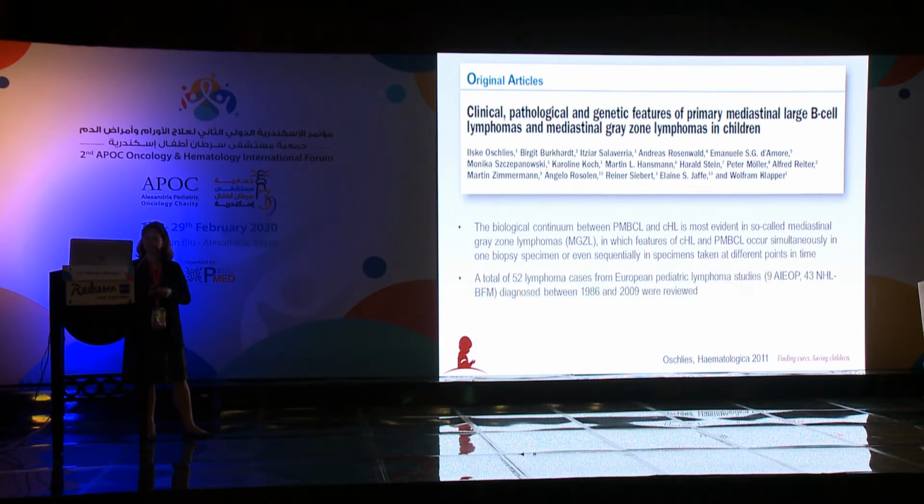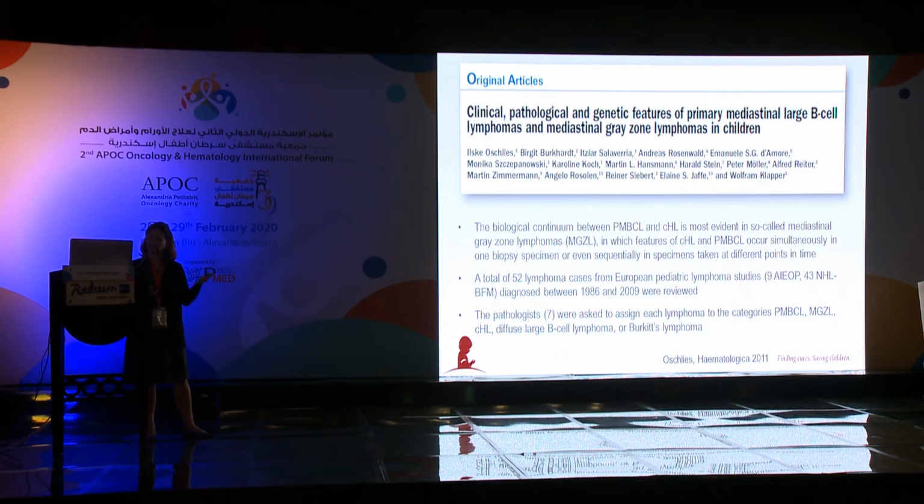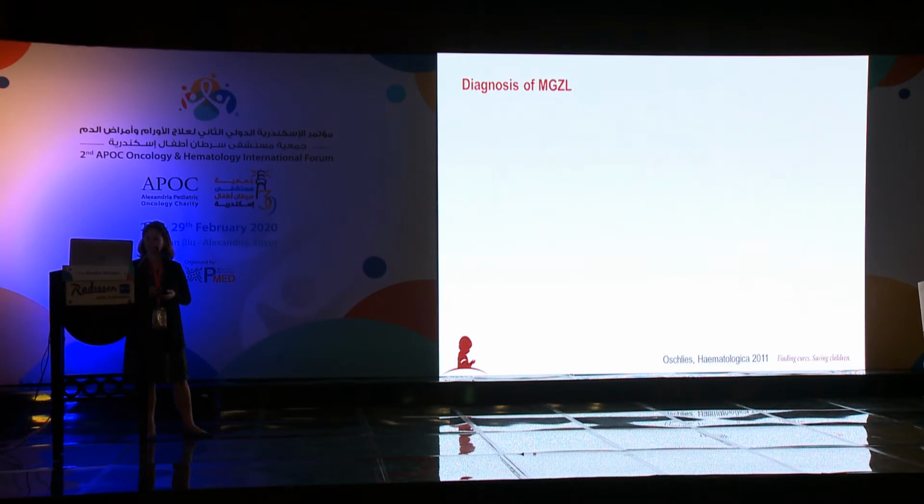And they found 52 cases from European pediatric lymphoma studies, so it wasn't just the Germans, it was also the Italians. There were 7 pathologists that looked at these lymphomas and had to categorize them as either primary mediastinal B-cell lymphoma, mediastinal gray zone lymphoma, classical Hodgkin lymphoma, diffuse large B-cell lymphoma, or Burkitt's lymphoma.